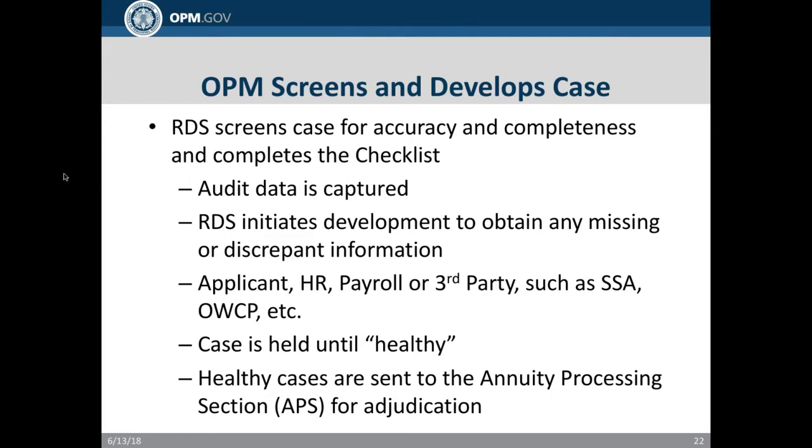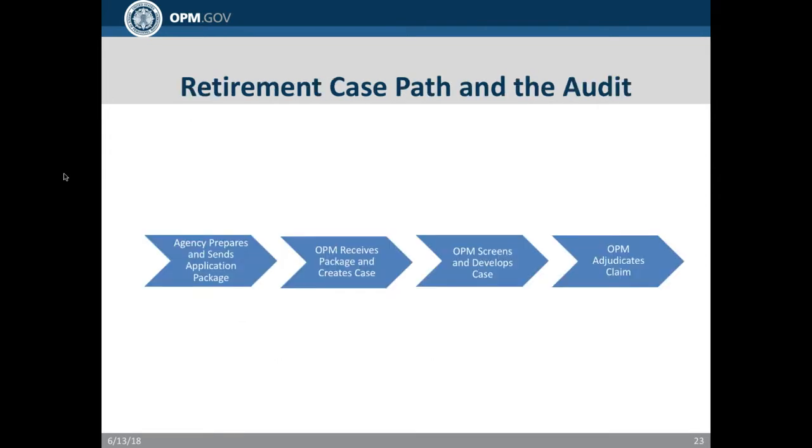If it's a marriage certificate, they would go to the annuitant. If they're missing FEHB or life insurance forms, they'll go to HR. And of course, if any IRRs are missing, they would reach out to payroll. And they will hold the case until they receive the documentation. And then once they receive that documentation and they determine the case is healthy, they will submit it to the annuity processing section. And from there, the next step is the annuity processing section.